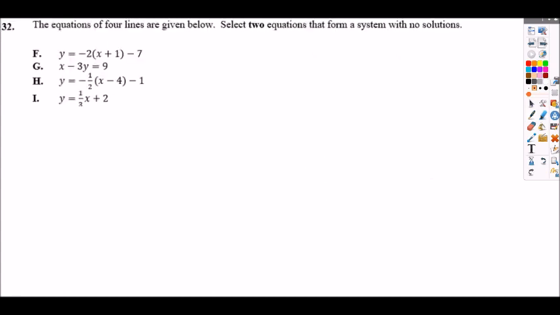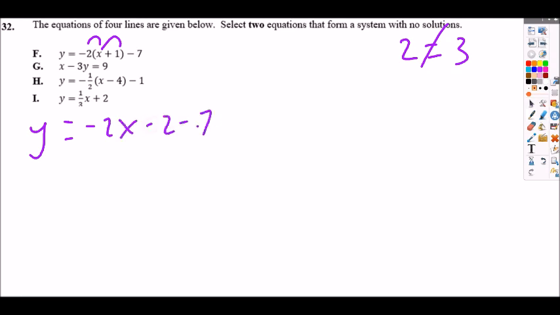Which two equations form a system with no solutions? So no solutions would be like 2 is equal to 3, and that's not true. So what I'm going to do is get all of them into slope-intercept form. I'm going to distribute and get y is equal to negative 2x minus 2 minus 7, which is y is equal to negative 2x minus 9.